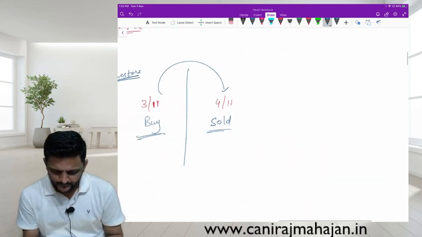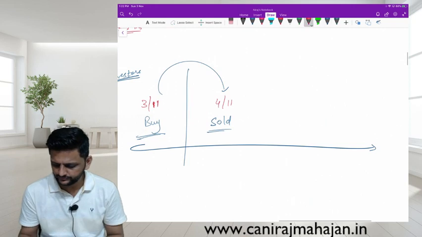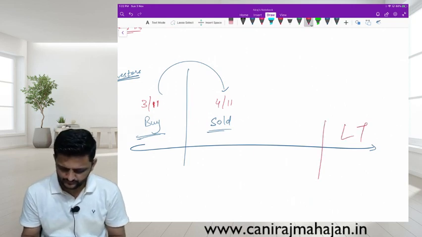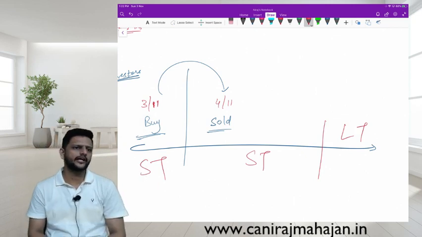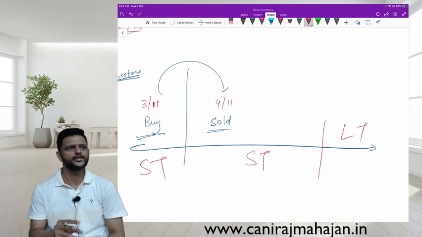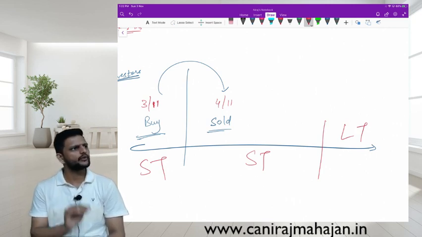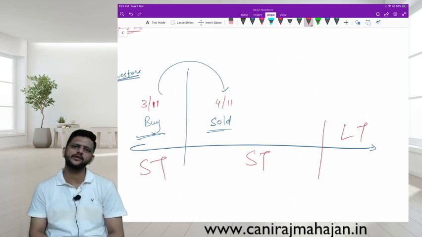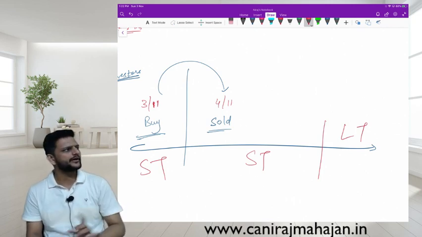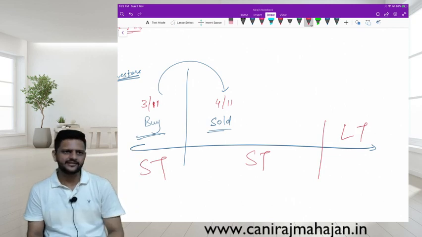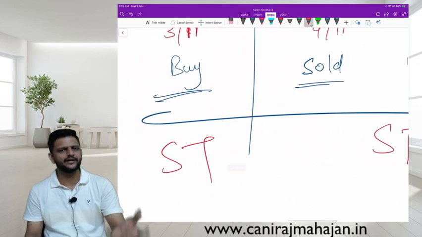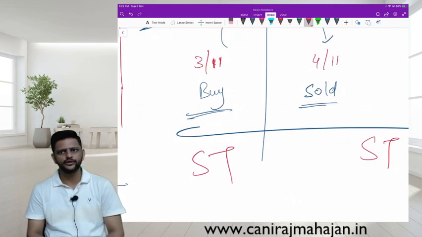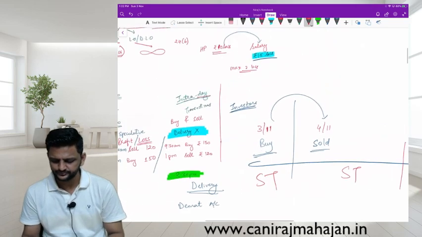Now again, pay attention. If you keep it for n number of time, maybe more than 12 months, it becomes long term. If it is sitting in your demat account, as a listed share, for at least 12 months or more than 12 months, it becomes long term. If it is sitting in your demat account for only 1 day or 365 days, it is short term. Are you following or no? Or if it is only for 1 day, it is again short term. Are you following till here? Yes? Okay.